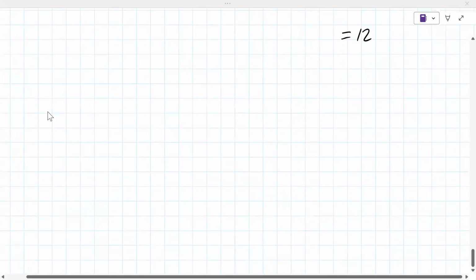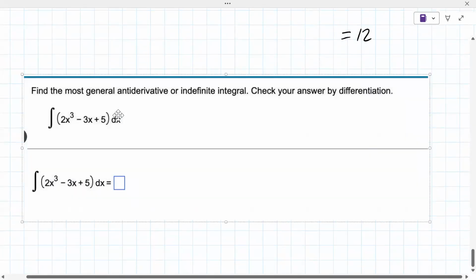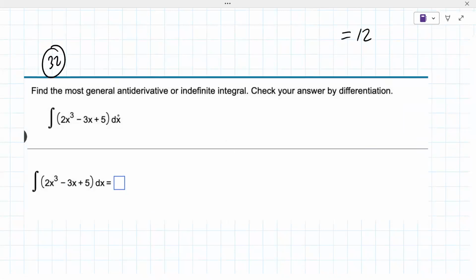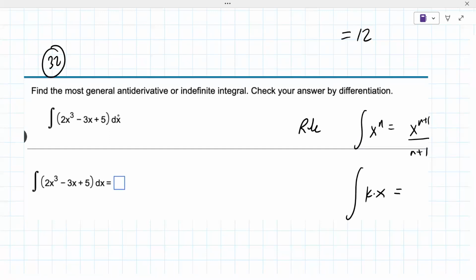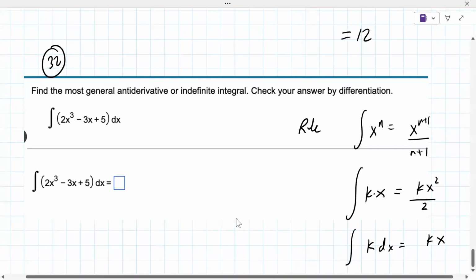Okay, so the most general antiderivative, this is number 32. The rules are, we've covered one of them. The integral of x to the n is x to the n plus 1 over n plus 1. The integral of k times x is k x squared over 2. The integral of just a constant becomes kx. So these three apply. They're actually all the same, but they're usually spelled out individually.